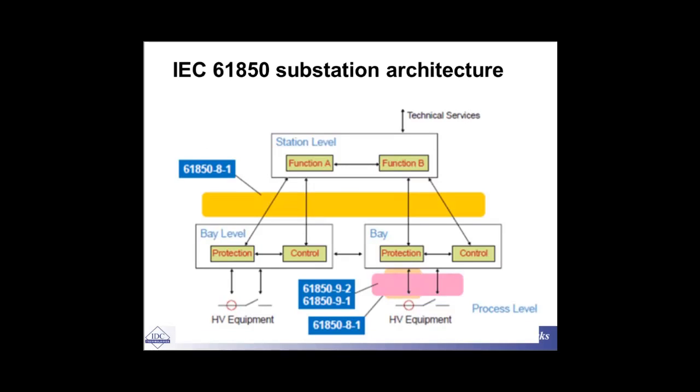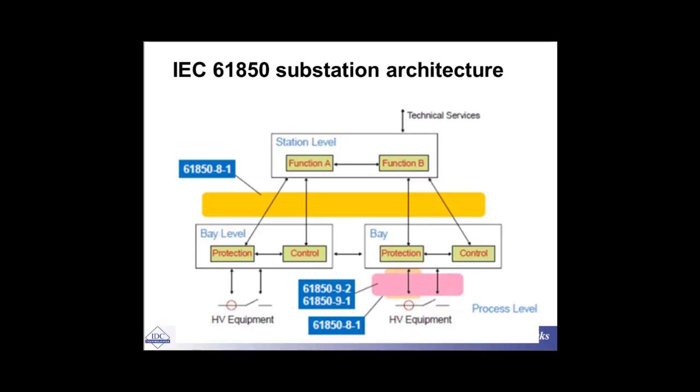And it could be something like this. So you can see the bay level, you can see the station level, you can see the process level. So the process is the first step. You have got, for example, the HV equipment, you have got, let's say, everything in here, and basically the information is collected as part of the 61850, and then it will be sent to, let's say, the bay level. And in the bay level, you have got the protection and control, and from there it will be sent to the station level, which consists of a number of functions. All right. So this is how it works.